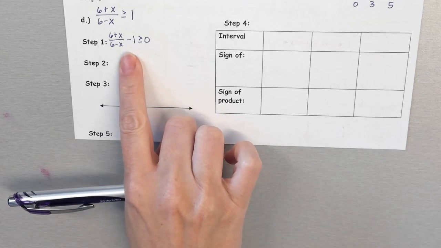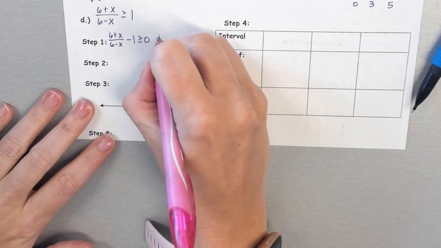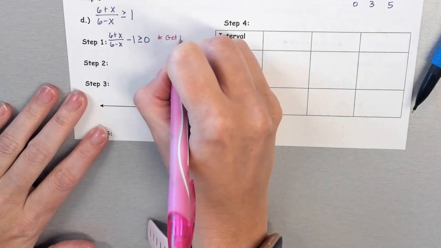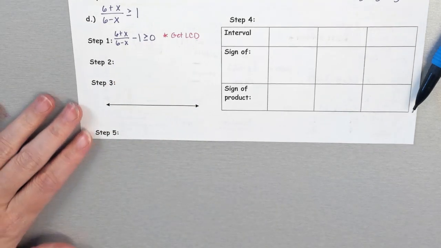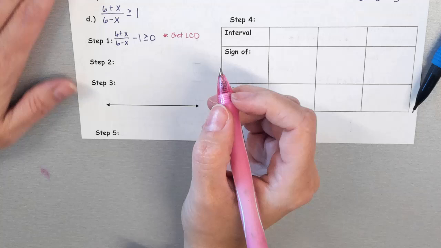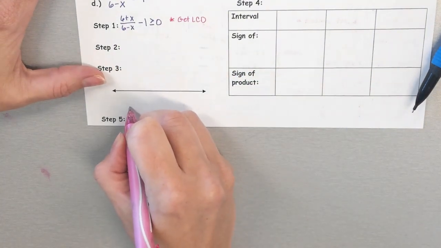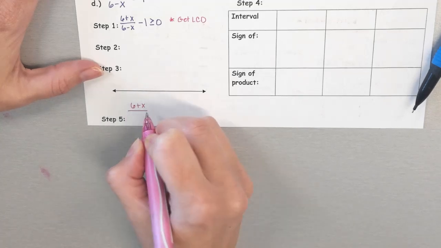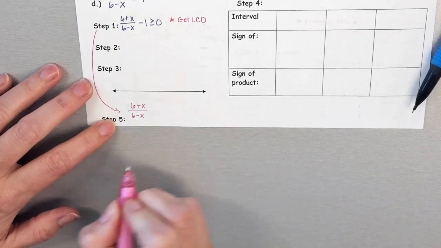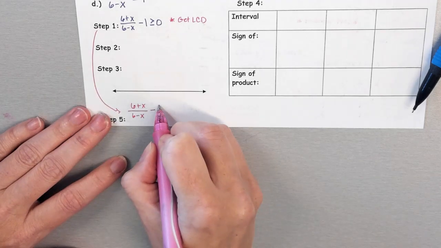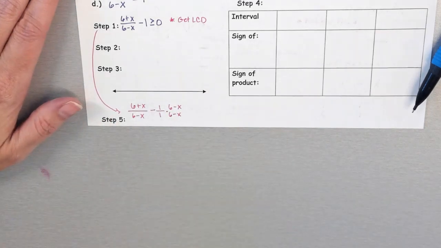Now, we just did a whole quiz on this, how to get the LCD. That's what we have to do here. We have to get the LCD. Okay, so if it's 1, right, your LCD is just going to be what? Yeah, and let's squeeze the work down here. So it would be 6 plus x over, sorry, I didn't give you enough space there. Okay, and then if it's minus 1 over 1, you're going to multiply that by 6 minus x over 6 minus x.